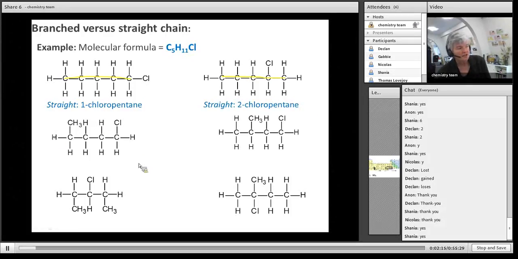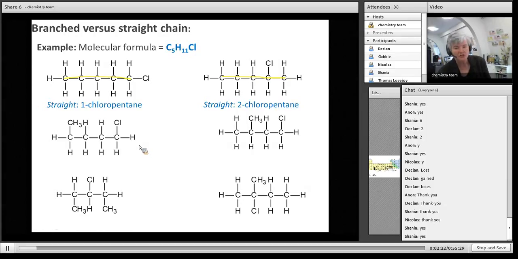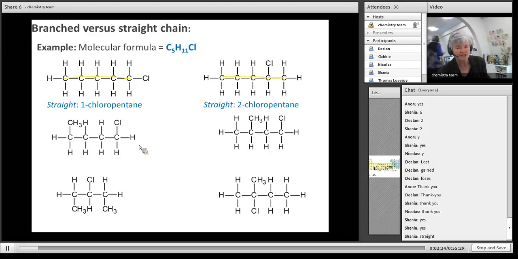What about this third one over here? Who would like to have a guess? S for straight or B for branched? Remembering what I said, it doesn't actually have to be a horizontal line as long as you can move your finger over it without having to lift it. It's a straight chain as well. Although this looks like a side chain, I can move from there all the way along without having to lift my cursor.